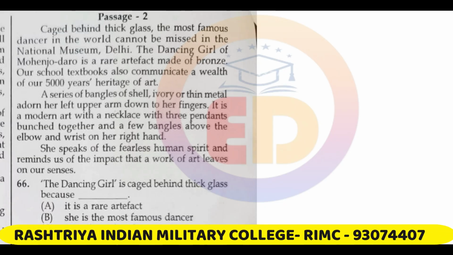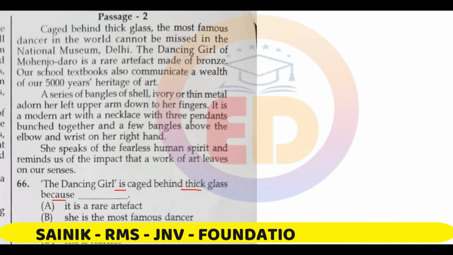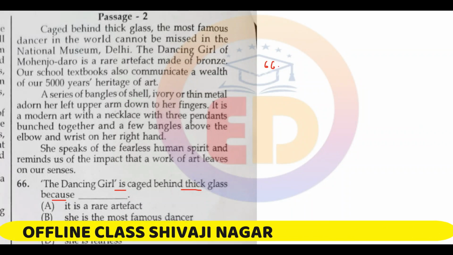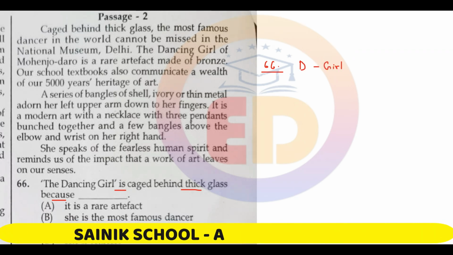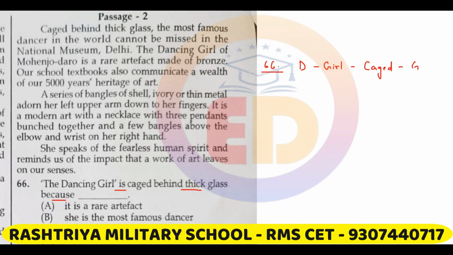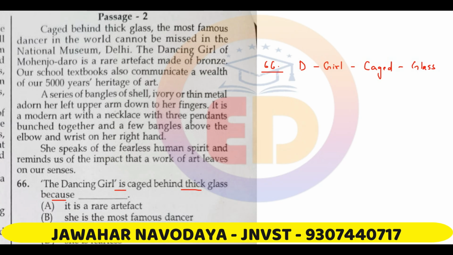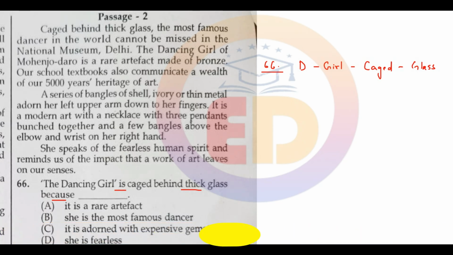Moving on to the second passage. Let's go to the questions. 66. The dancing girl is caged behind thick glass because. So question number 66: a dancing girl caged behind thick glass. Let's move on to question number 67. The pendants are part of.